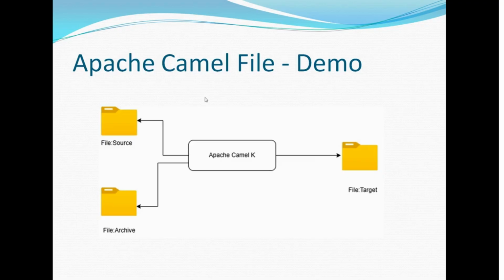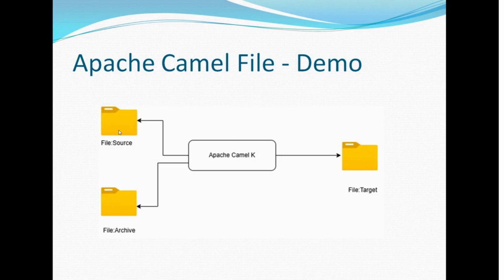So the file component supports consumer and producer. What is a consumer? A consumer listens to a particular folder and picks and processes those files based on the configuration. A producer produces the file into the mentioned particular folder. The consumer is called a listener, and the producer we can call a file writer, to write the file into the particular folder.